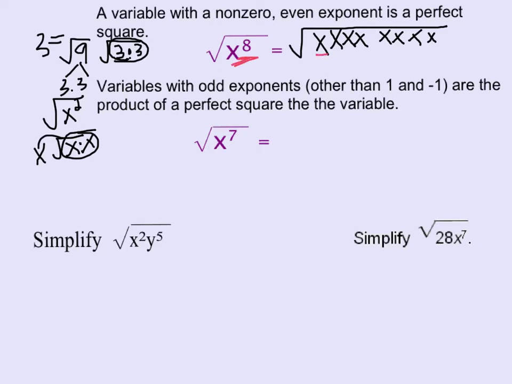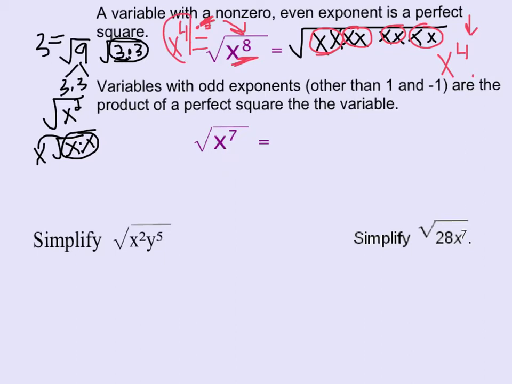I'm going to circle my pairs. I have 1, 2, 3, 4. So I have 4 pairs, and that's what this exponent is going to tell me. So the square root of x to the 8th is really x to the 4th, because if I were to multiply that by 2, which is squaring it, it would turn back into 8. So here's my answer.